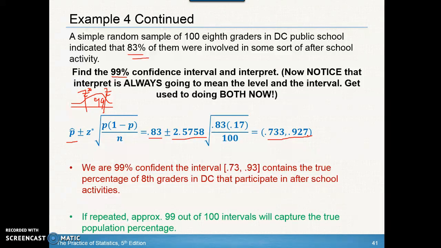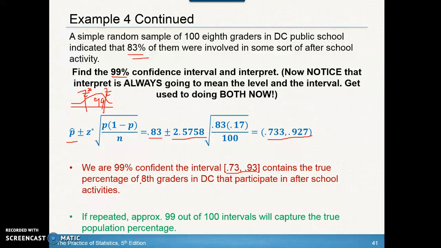Now, take a look at the interpretations. We're 99% confident that the interval from 0.73 to 0.93 contains the true percentage of 8th graders in DC that participate in after-school activities. So that's the interval. That's telling us exactly what the interval means. What does that interval tell us?